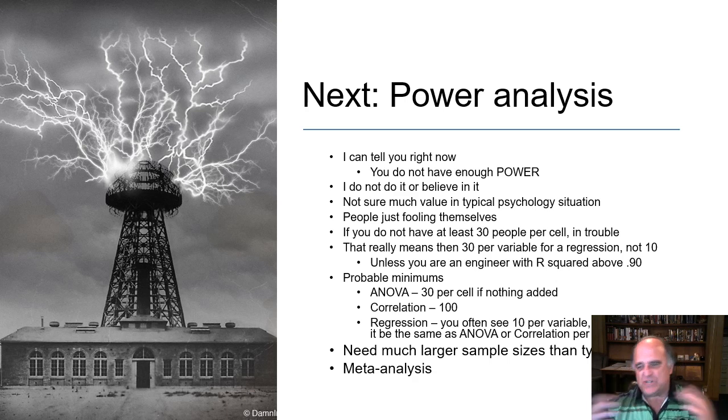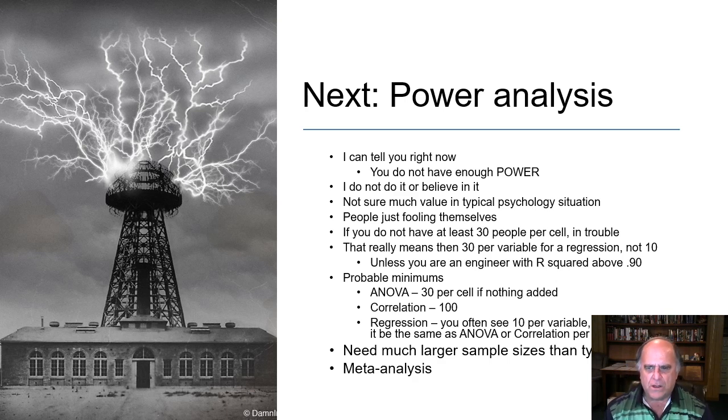But I do think there's some general guidelines we can give. I think you could start by saying if you don't have at least 30 people per cell, you're in trouble. So if you're doing a traditional analysis of variance and you don't have 30 people per cell, you're in trouble. If we convert that into regression, that really means that if you don't have at least 30 people per variable for regression, not 10 like some people suggest, you're probably in trouble. That's true unless you're an engineer. Now, engineers get R-squareds of above 0.90, but in psychology, we don't get R-squareds of 0.90 very often.